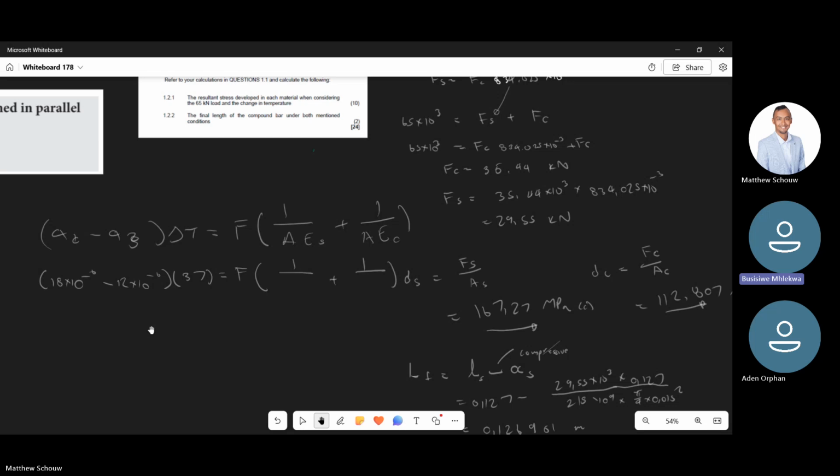The left-hand side, say I got 222 times 10 to the power negative 6. Okay, that's fine. Now you must do the right-hand side with yesterday's question. The steel of yesterday was 215, the area the same. The same values as yesterday's questions. The 215 and I can't remember the other one.